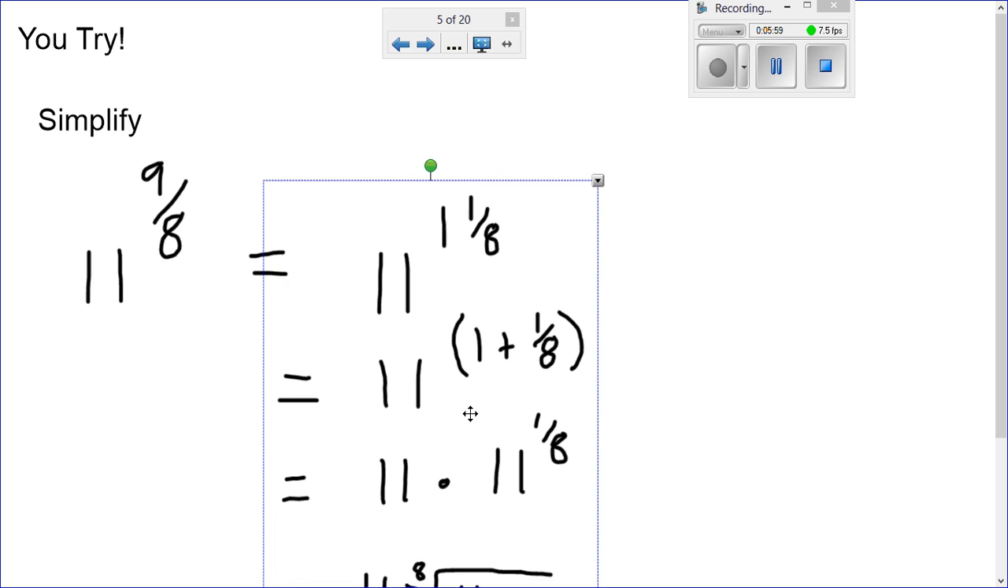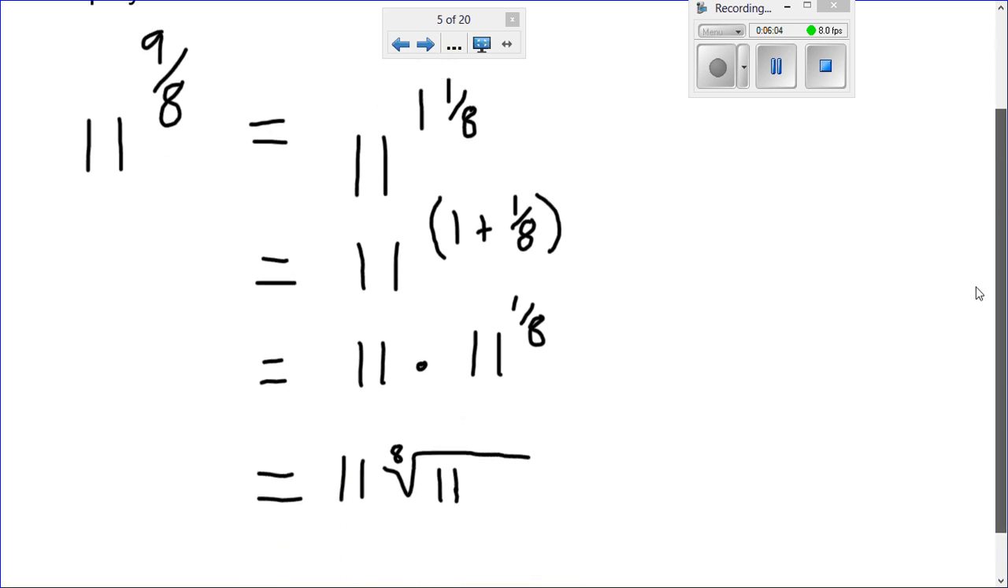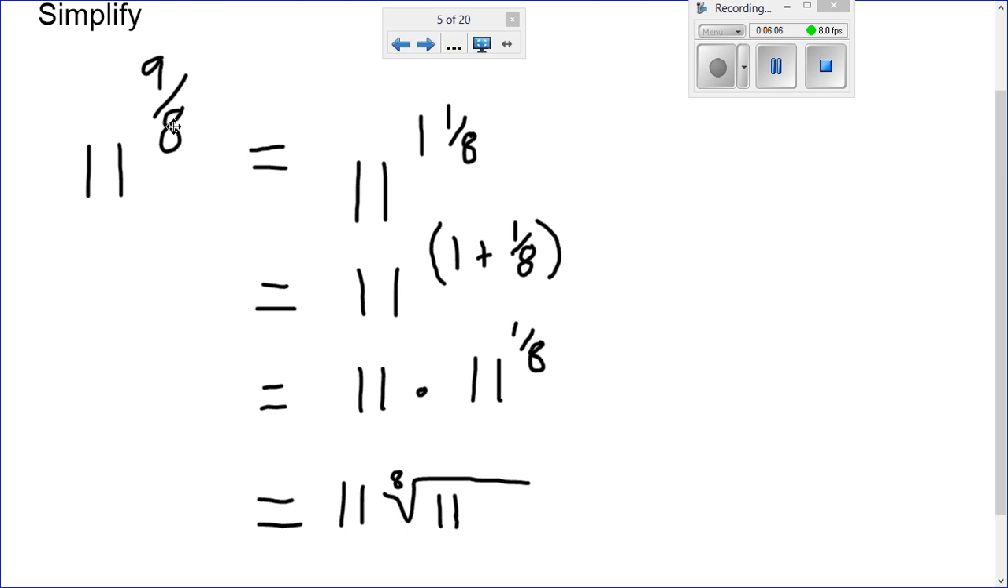Okay, so hopefully you're checking your solution at this point. You wrote the exponent as a mixed number. You separated, using the product property to write it into two terms. And you rewrote as a radical. You should have gotten 11 times the 8th root of 11. If you have any questions on this section, go ahead and jot them down. We're going to move on to the next step.